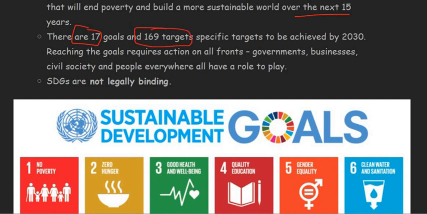Reaching the goals requires action on all fronts. Governments, businesses, civil society and people everywhere all have a role to play. SDGs are not legally binding.